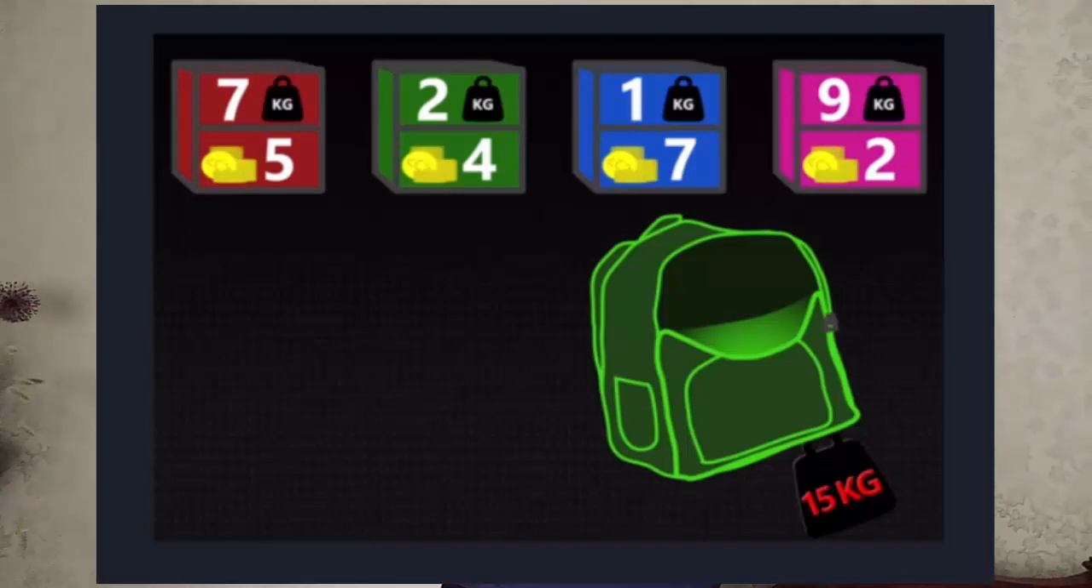Next, we want to find a way to represent solutions to this problem. We can represent solutions to this problem by using 4 bits. Each bit would represent an item. Bit means either a 1 or a 0. If the bit is 1, then we take the item to the bag. If the bit is 0, then we don't take the item to the bag.